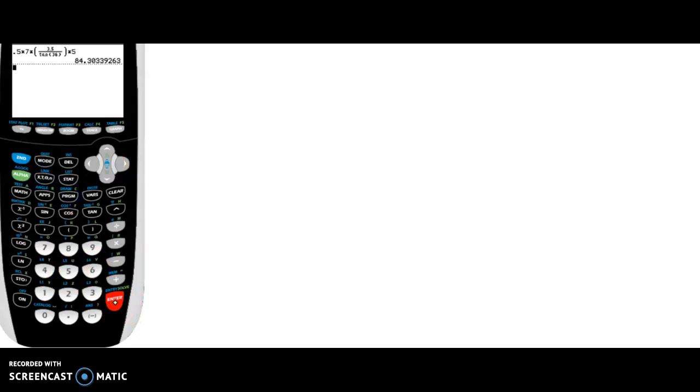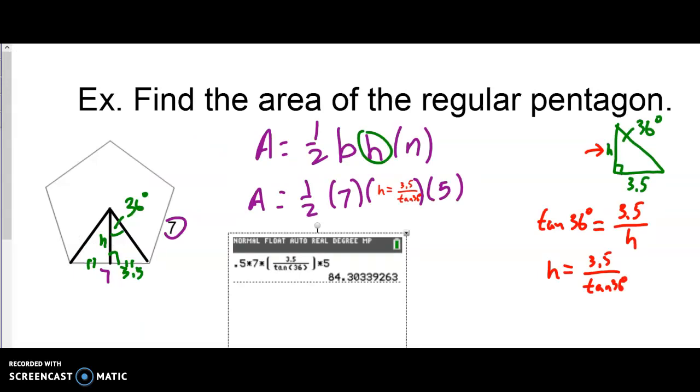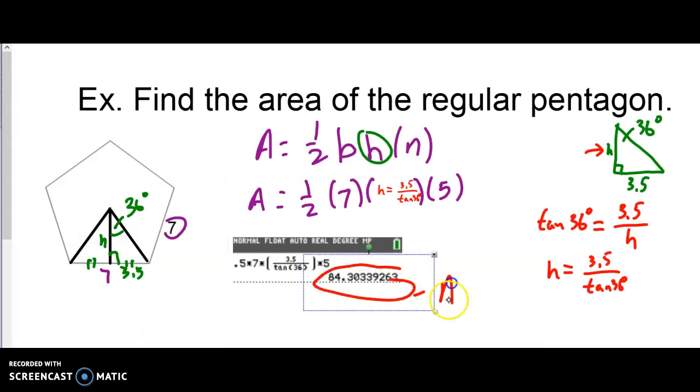And so this answer of 84.303, this guy, that should be the area of my triangle. All right, and so that's my final answer right there. This is the area. Now, of course, don't forget to put your units squared. All right, let's do another problem.